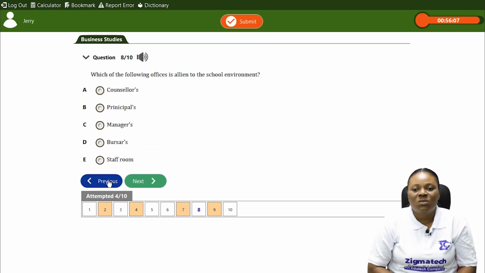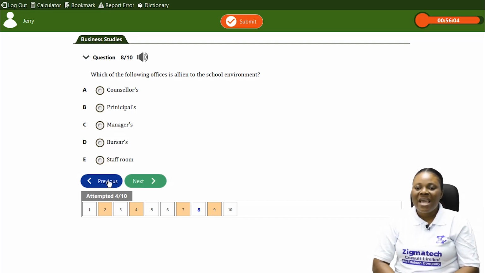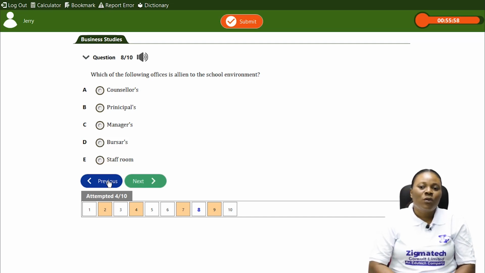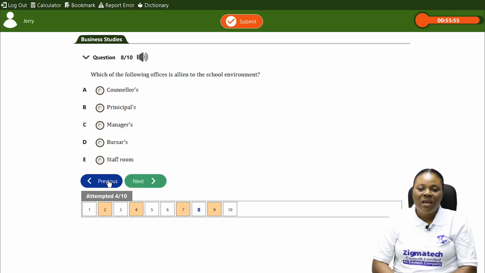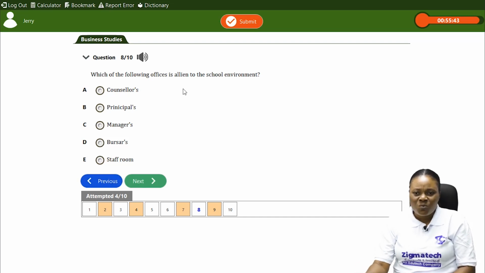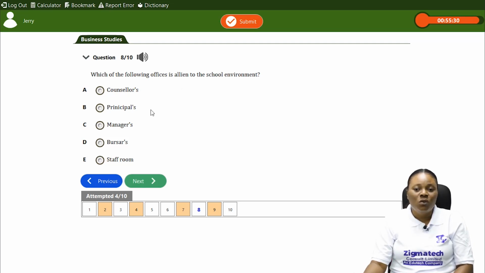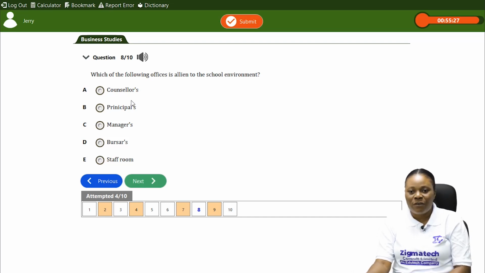Let's take the last question, which says, which of the following offices is alien to the school environment? We have the counselor's office, we have the principal's office, we have the manager's office, we have the boss's office, we have the staff office. The word alien means which one is different, which one is not meant to be in the school environment, or cannot be found in the school environment. We have the counselor's office, it can be found in the school environment.